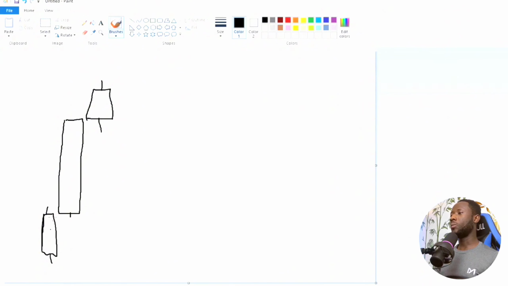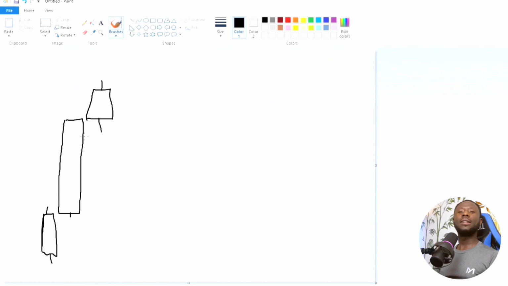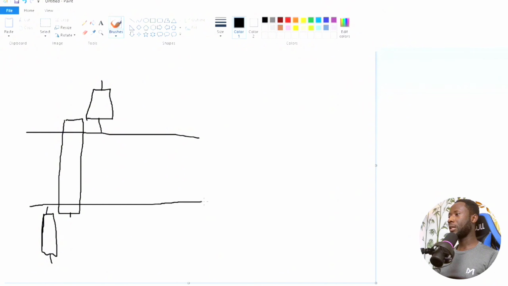So now, do you see that between the wick of this candle and the wick of this candle, there is a space in between them? These two, do you see that there is a space in between them? This is basically what we call fair value gap. So this space here is the gap.